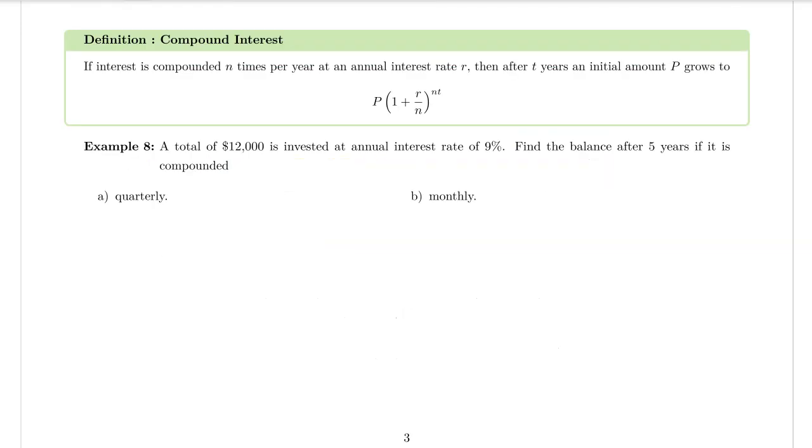If interest is compounded n times per year at an annual interest rate r, then after t years, an initial amount p grows to p times (1 plus r over n), all raised to the nt power, or n times t power. So example 8 says a total of $12,000 is invested at an annual interest rate of 9%. Find the balance after 5 years if it is compounded quarterly. So quarterly is another way of saying 4 times per year.